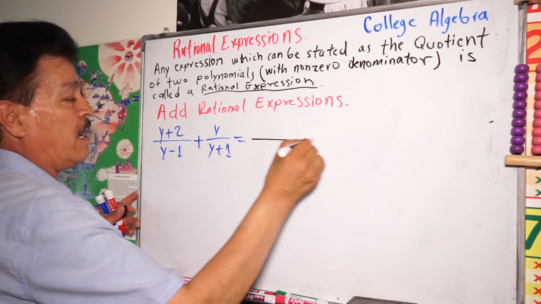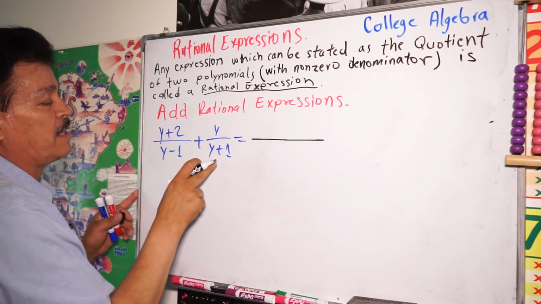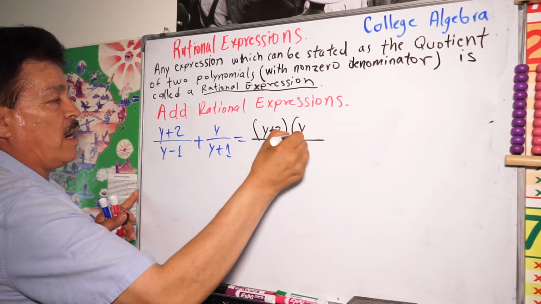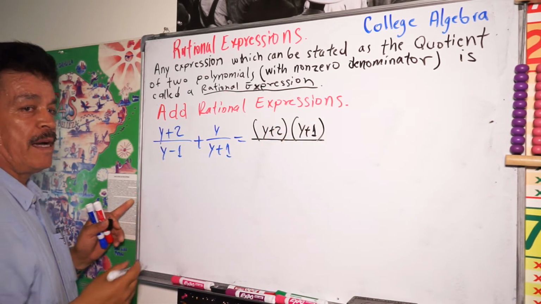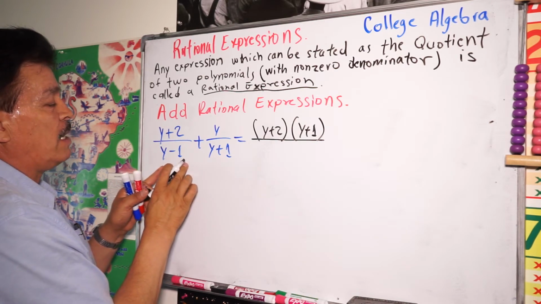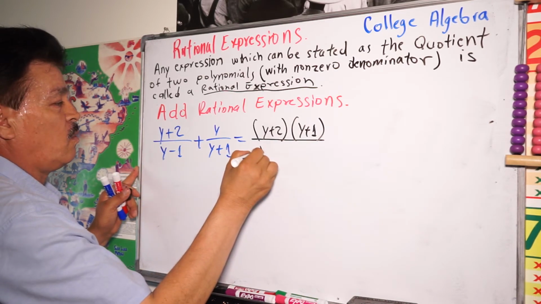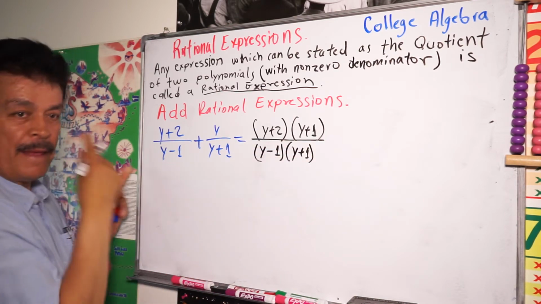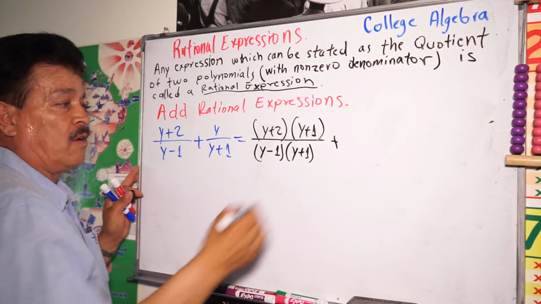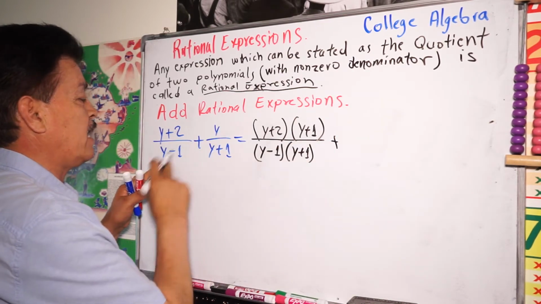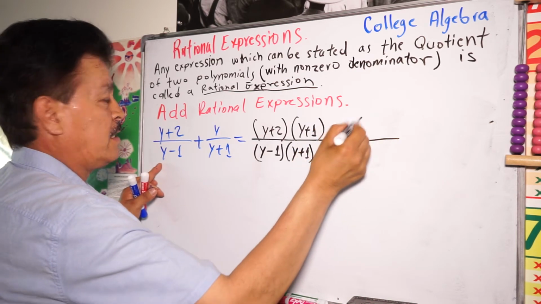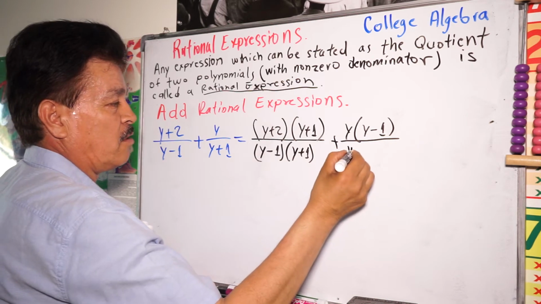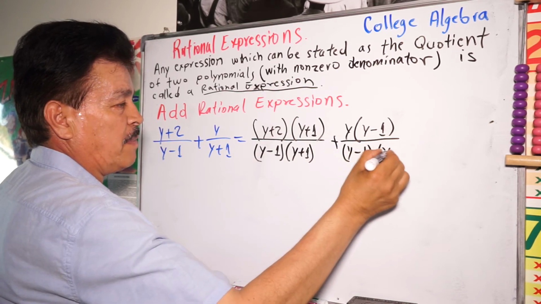We are going to have here y plus 2 times y plus 1, divided by y minus 1 times y plus 1. It's simple. Plus the other expression: multiply y times y minus 1, divided by, of course, the same denominator, y minus 1 times y plus 1.